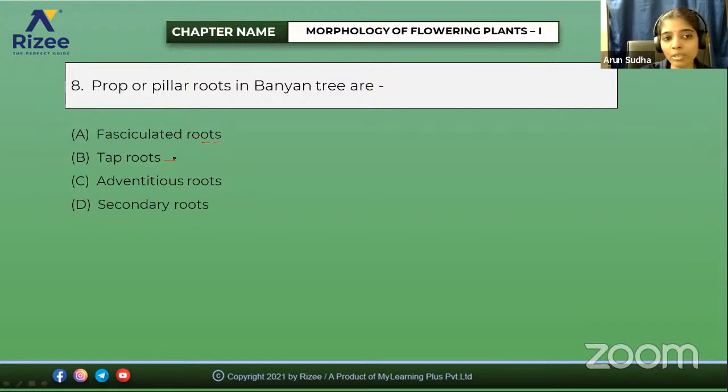And we know tap roots, particularly, the roots will be under the soil; it arises from the radicle, and here the lateral roots will arise. That is a taproot. But here they asked about prop or pillar roots. Pillar roots come from the branches. If you see the banyan tree, they hang from the branches. So this is not originating from the radicle, but from the branches of the tree. So it is a type of adventitious root.